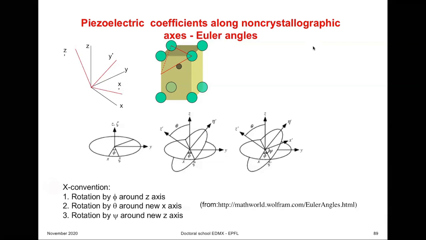There are others, Y and Z and so on. You can find a discussion of those different conventions on this Mathematica website. In the X convention, we have a rotation around the z-axis by angle phi, then a rotation by theta around the new x-axis, and then a rotation by psi around the new z-axis. This is psi, this is theta, and this is phi.